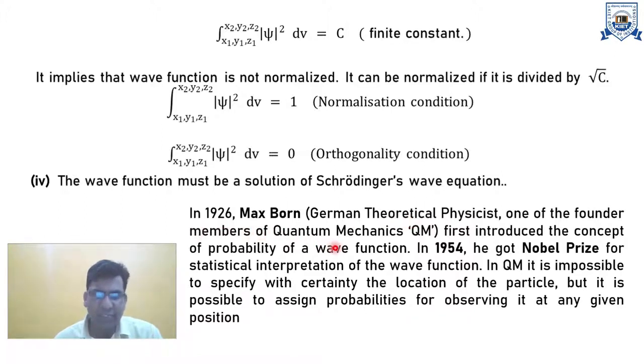In 1926, Max Born, a German theoretical physicist and one of the founding members of quantum mechanics, first introduced the concept of probability of the wave function. In 1954, he got a Nobel Prize for the statistical interpretation of the wave function, because it is not an easy task. As per quantum mechanics, both particle nature and wave nature are present. In a wave, the particle may be anywhere. In quantum mechanics it is impossible to specify a certain location, but it is possible to give the probability of observing it at a possible value.